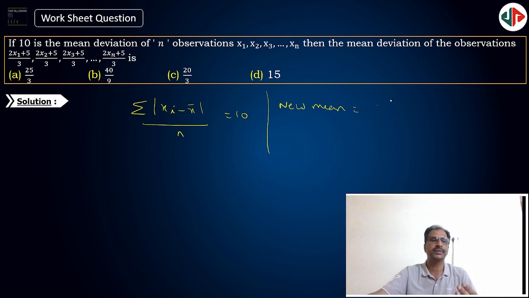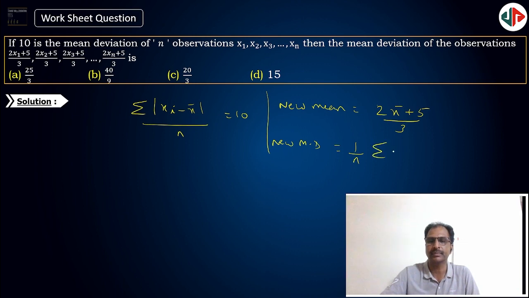When each observation is multiplied by a constant, the mean is also multiplied by that constant. When each observation is added by a constant, the mean also gets added. So the new mean is (2x̄ + 5)/3. Then what will be the new mean deviation? It is 1/n Σ |new observations − new mean|. The new observation is (2xi + 5)/3, and the new mean is (2x̄ + 5)/3.